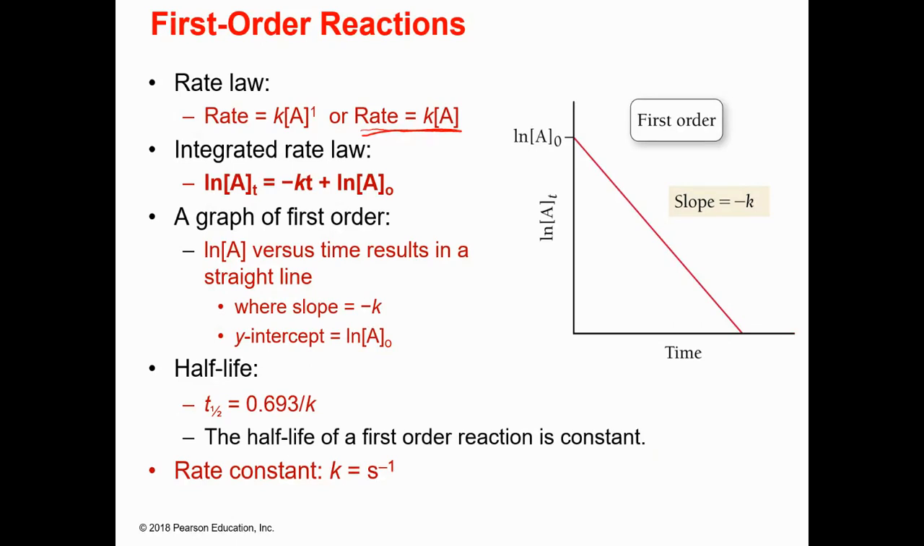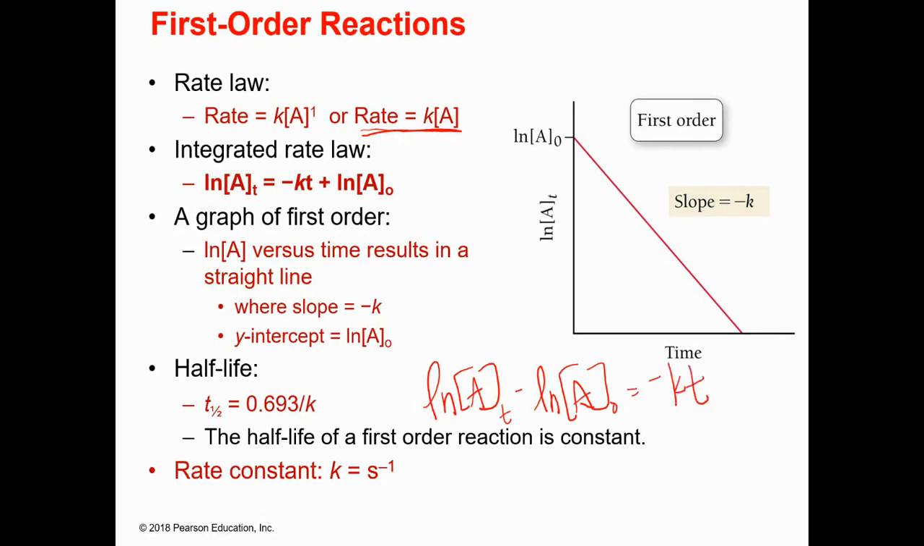Okay. Our integrated rate law is going to pull in the natural log. ln is natural log. Okay, I sometimes write that integrated rate law as ln At minus ln A0 is equal to negative kt.